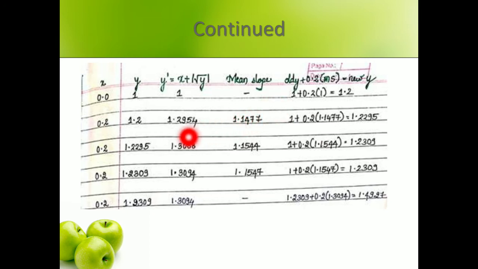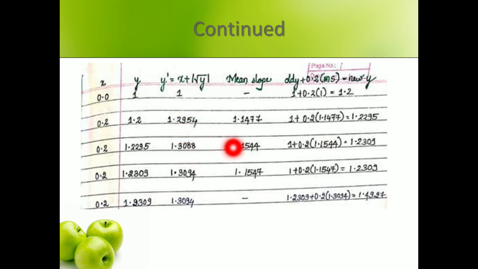So first, when x is 0.2, y is 1.2, y dash is 1.2954, mean slope will be 1.1477, new y value will be 1.2295. Carry that in the next iteration, 1.2295 and x is 0.2, y dash is, substitute just in this formula, you will get your y dash value 1.3088.